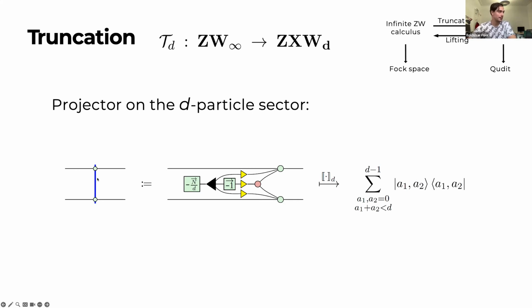And we can actually express this d particle sector projector as the following ZXW diagram. And one thing I should mention here is this n is just the vector 1, 2, 3, 4, 5, up to d minus 1. And every operation is element-wise.